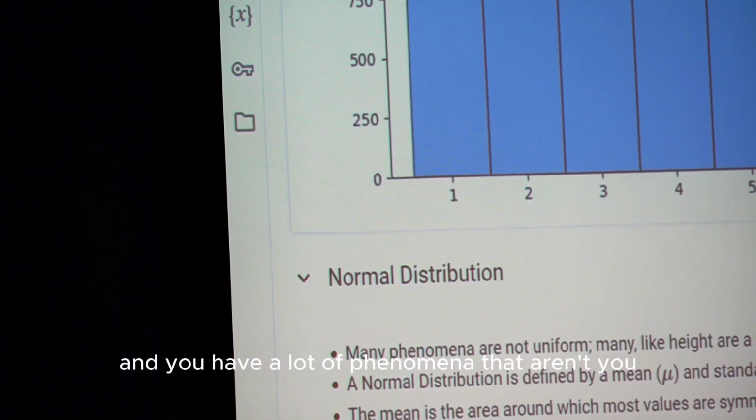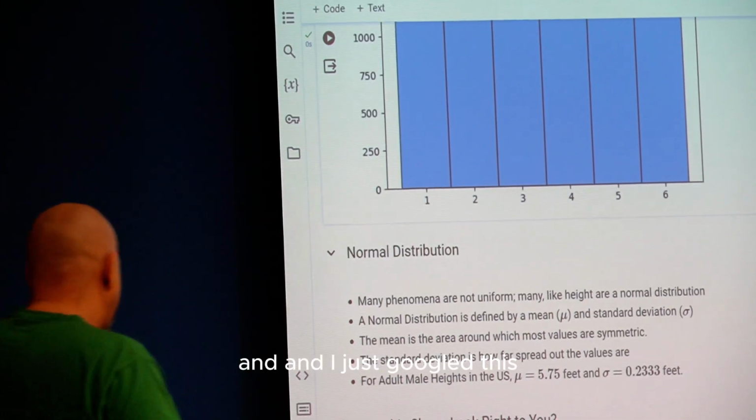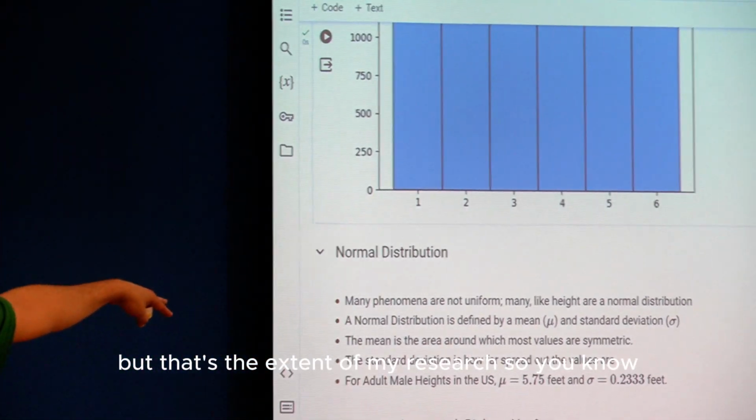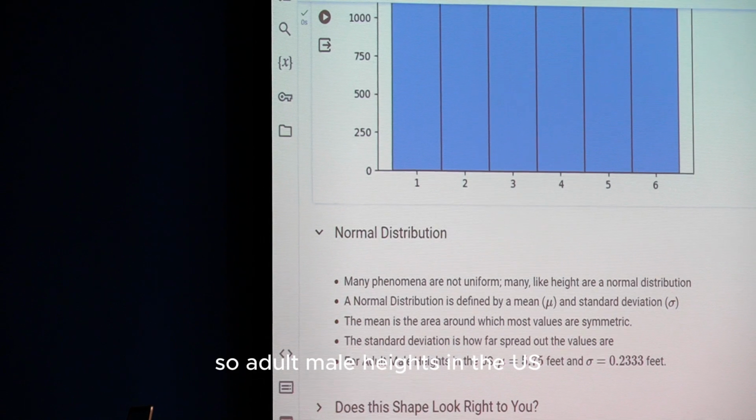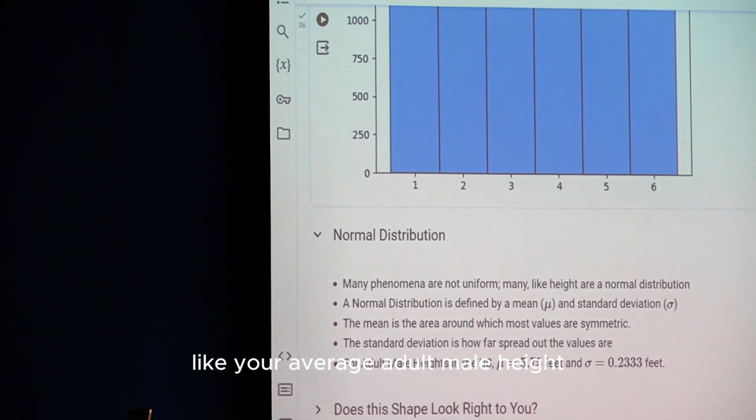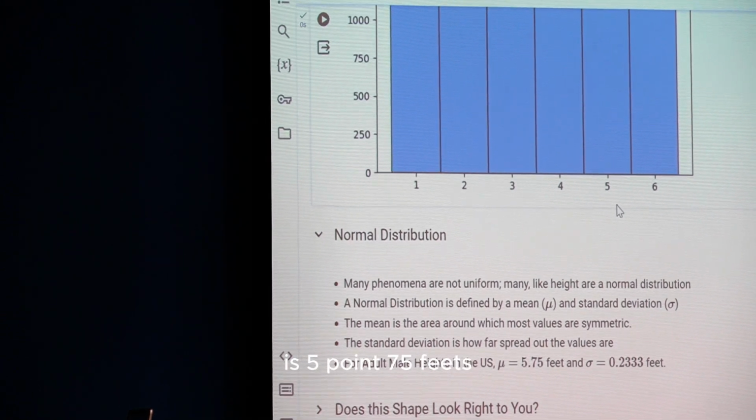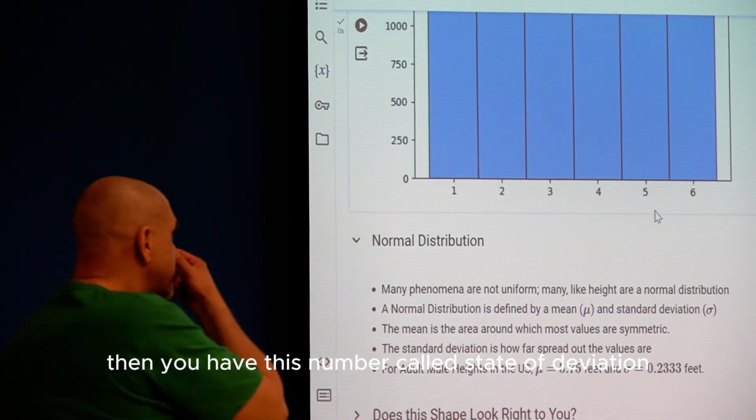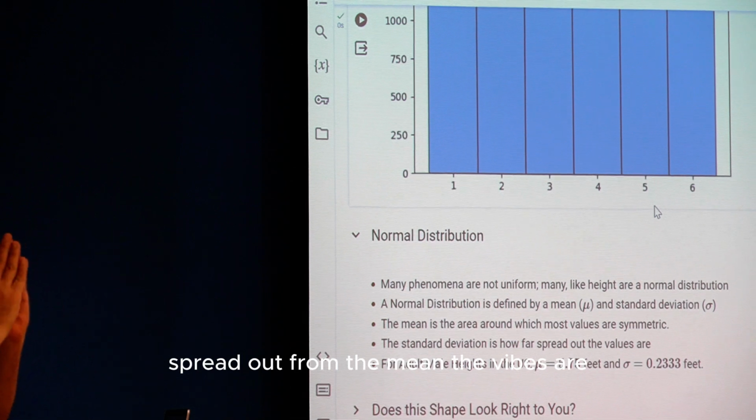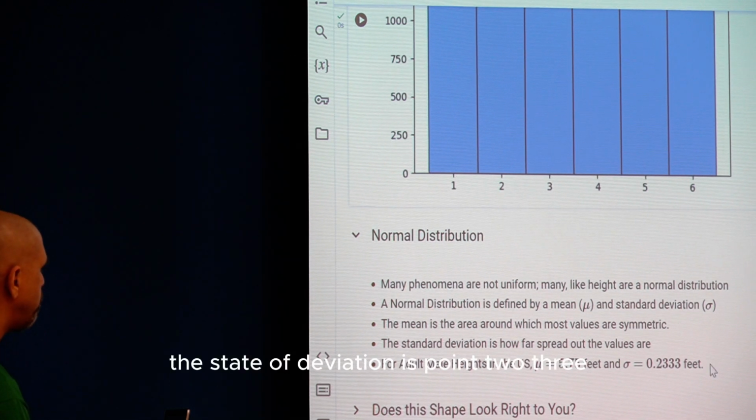And you have a lot of phenomena that aren't uniform. So take, for example, heights, okay? And I just Googled this, so whether or not this information is correct, I don't know, but that's the extent of my research. So, adult male heights in the US. Supposedly, the mean, your average adult male height, and I use the symbol mu for mean, is 5.75 feet. Then you have this number called the standard deviation, which tells you how widely spread out from the mean the values are. And in this case, the standard deviation is 0.2333 feet.